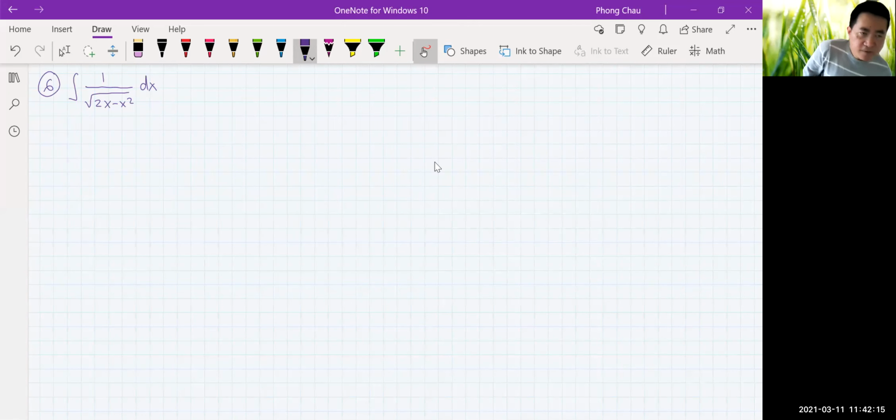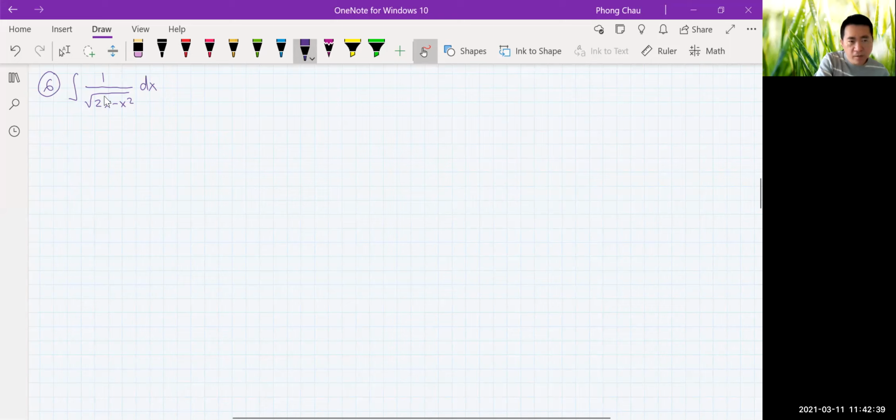This is section 8.4, part 3. So again, we're dealing with the integral that often involves a square root, although it doesn't have to. Then we can use the trig substitution to get rid of the square root. Now we're looking at number 6.